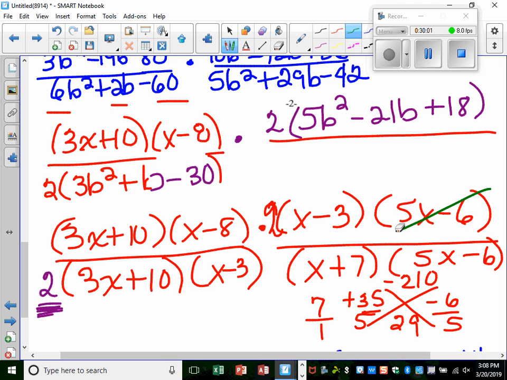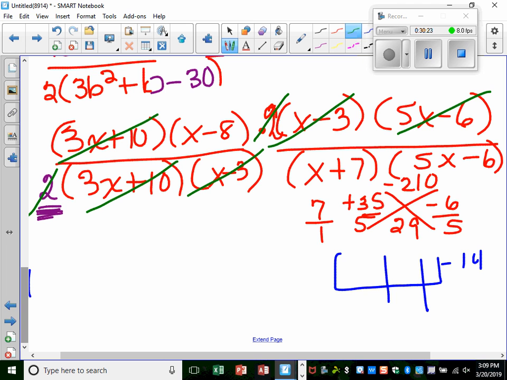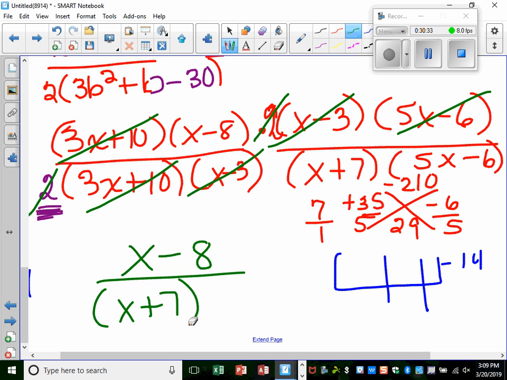All right, so this is where we get into the cross-out game. 5x minus 6, 5x minus 6. I'm going to cross out these 2's that we had on the outside. I'm going to cross out the 3x plus 10, the 3x plus 10, and the x minus 3 and the x minus 3. Anything else? That's the fun part. After you get it all factored, then you start crossing out like pairs. All right, so let's see what's left. What's left at the top? X minus 8. And what's left at the bottom? X plus 7, and that's it.